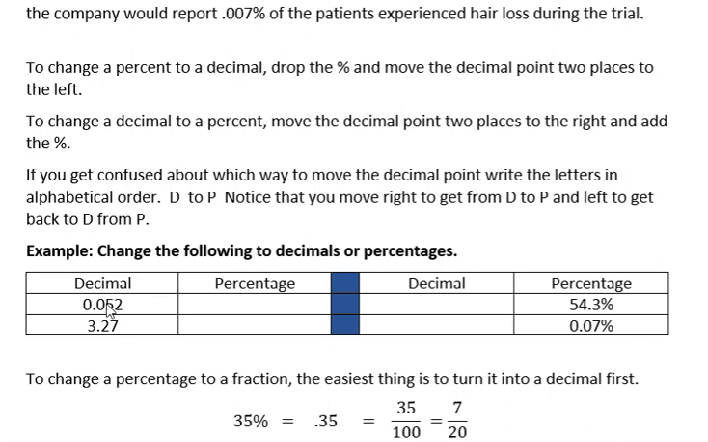So if I have the decimal 0.052 and I want to know what that is as a percent, I would just move the decimal point 2 places to the right, and then I would add that percent symbol. So it's going to be 5.2%. If I have 3.27, I'm going to move that 2 places to the right and get 327%.